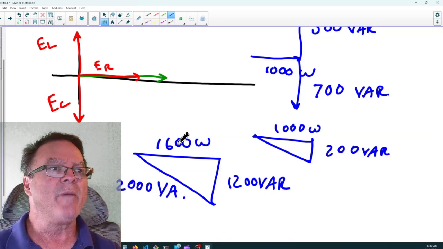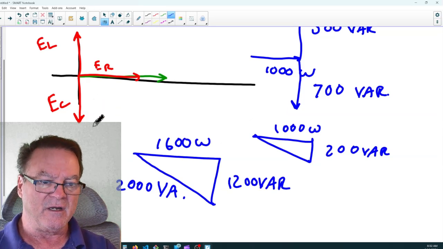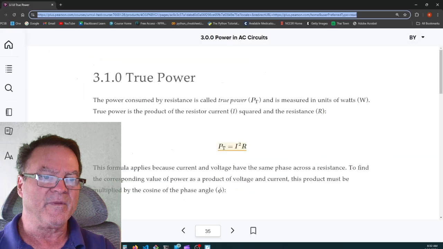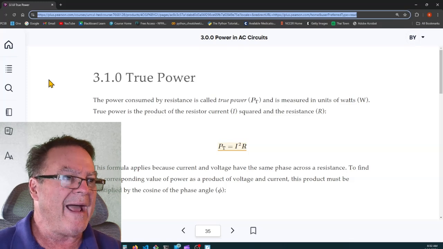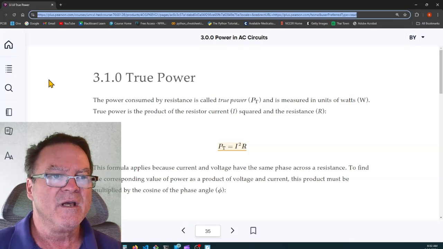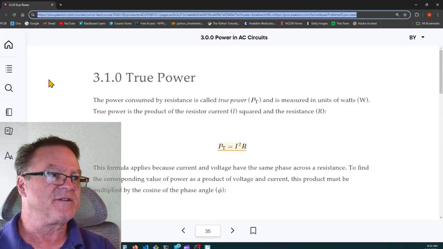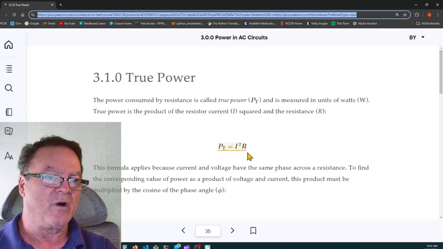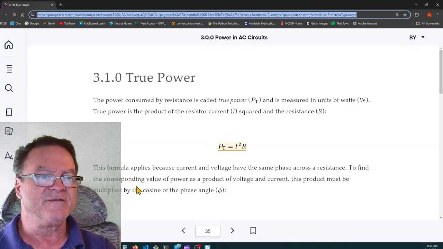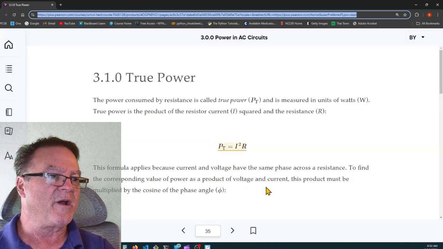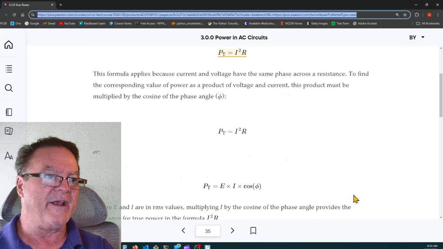Let's go back to the book and read on, and then we'll come back to this in a little while. Okay, so power consumed by the resistance is called the true power and is measured in units of watts. The true power is the product of the resistor current squared and the resistance R, I squared R. This formula applies because current and voltage have the same phase across a resistance. To find the corresponding value of power as a product of voltage and current, this product must be multiplied by the cosine of the phase angle theta.